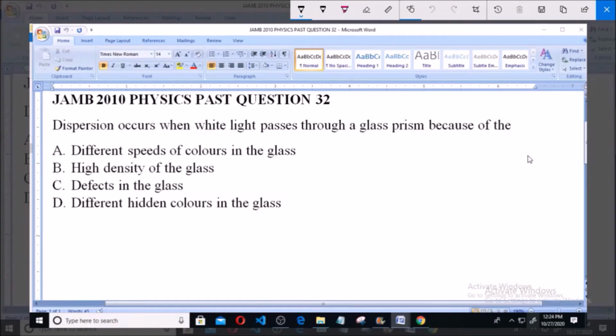Dispersion occurs when white light passes through a glass prism because of the: A, different speeds of colors in the glass; B, high density of the glass; C, defects in the glass; D, different hidden colors in the glass.